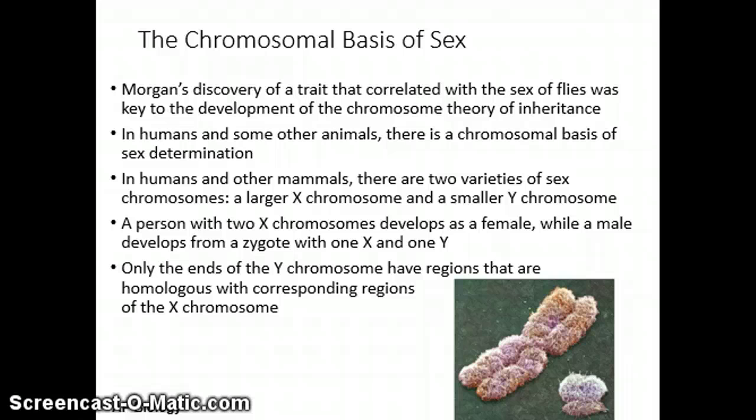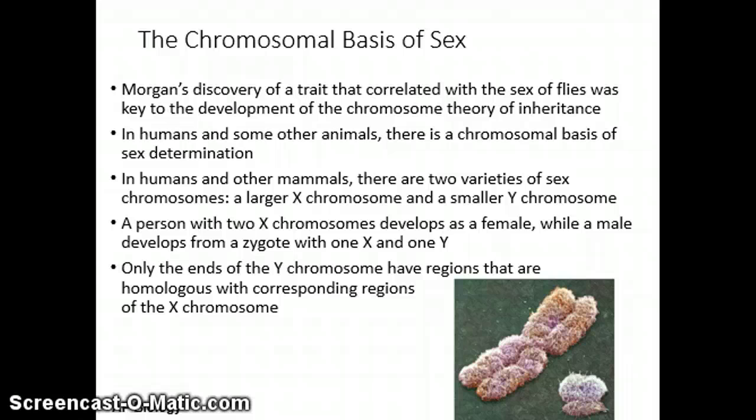So we have two varieties of sex chromosomes. We have a larger X, which you can see in that picture. There is an actual photograph of one, and then the smaller Y chromosome next to it. And you can tell by looking at that picture that those chromosomes have already gone through interphase and they've been replicated to be sister chromatids at this point.